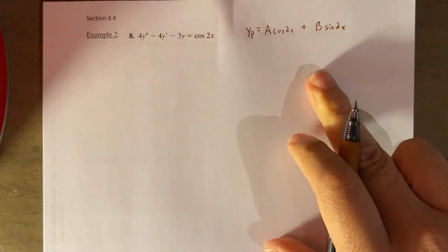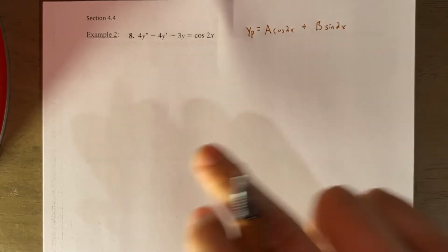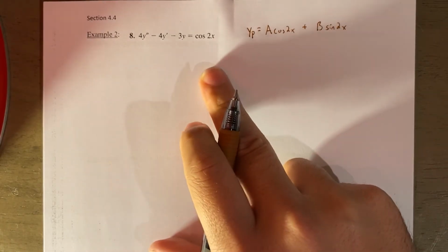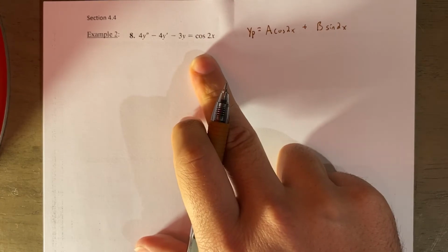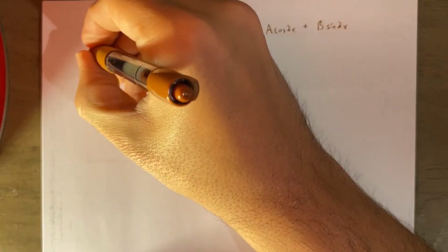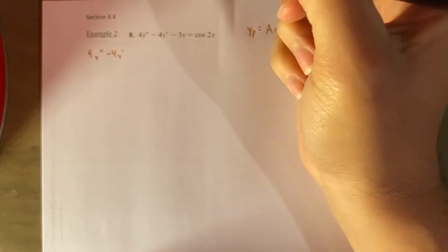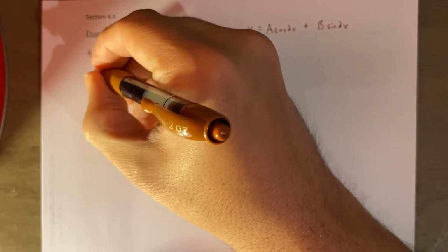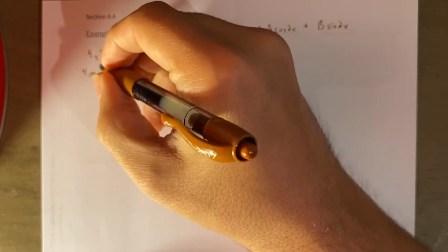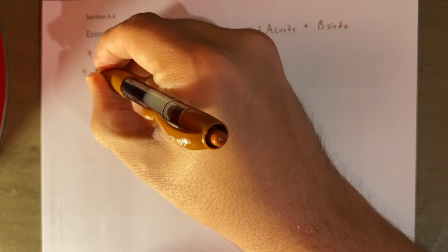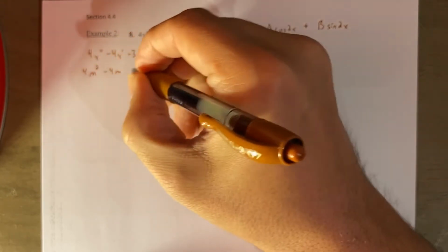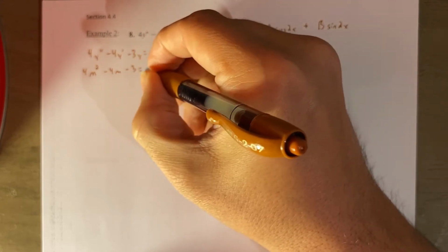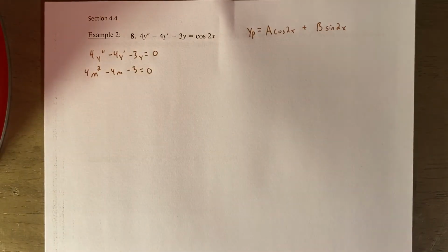And I'm just going to leave that to the side because I want to first find a complementary solution. So I want to find y sub c. So I'm going to set this differential equation equal to 0. 4y double prime minus 4y prime minus 3y equals 0. I'm going to substitute in again for my derivatives. So 4m squared minus 4m minus 3, set that equal to 0.